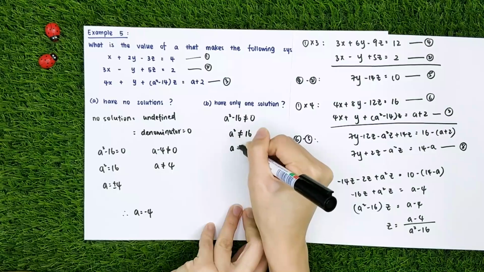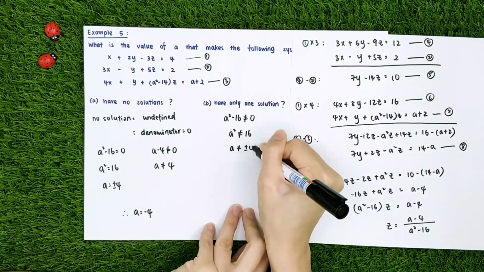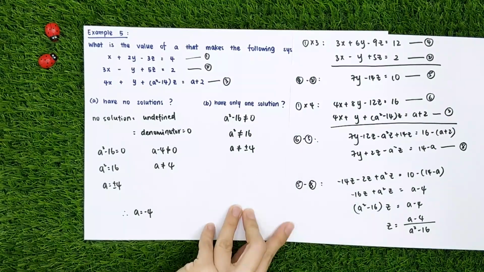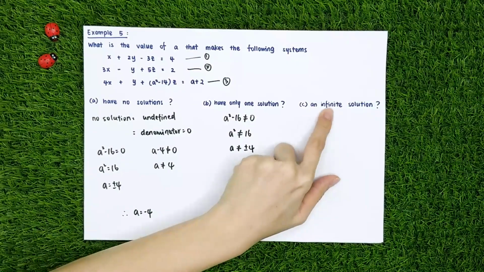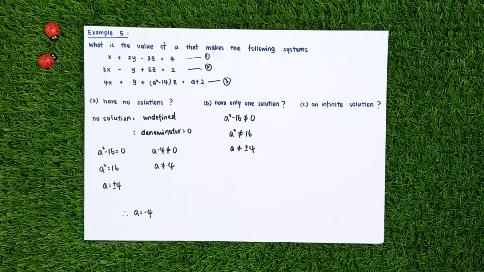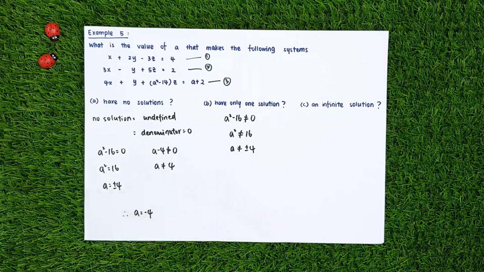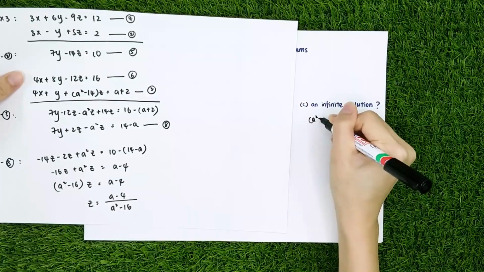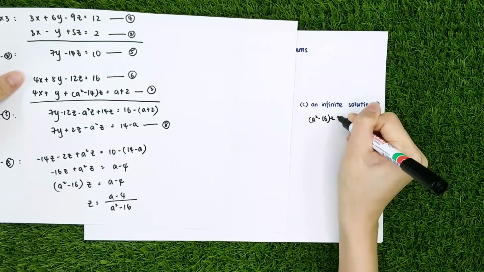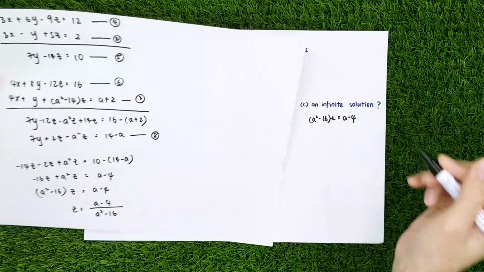A cannot be plus minus 4. So this is the answer. Then let's see the last part, an infinite solution. What is the value of a when we can get an infinite solution? Okay, let's see. We copy this to here. a squared minus 16 z equals a minus 4.